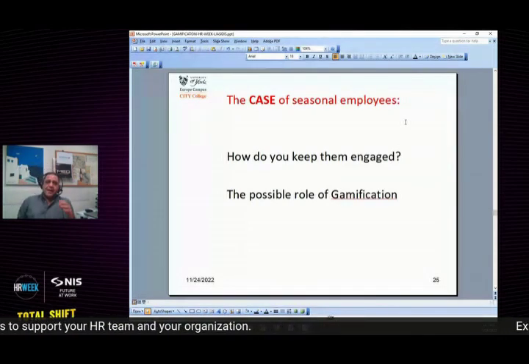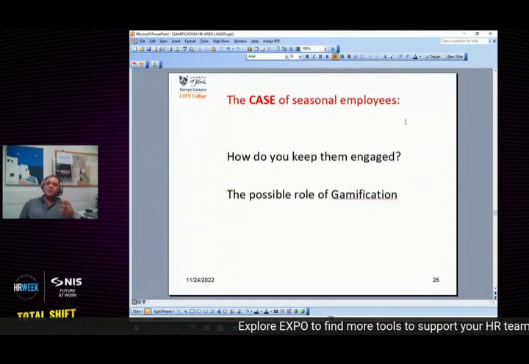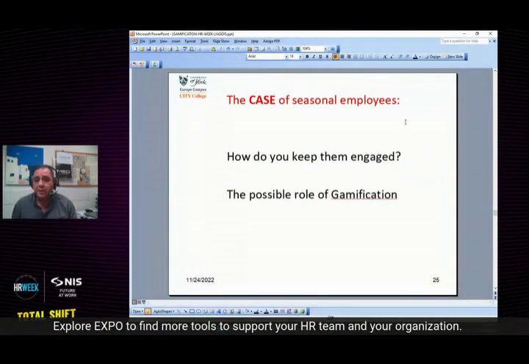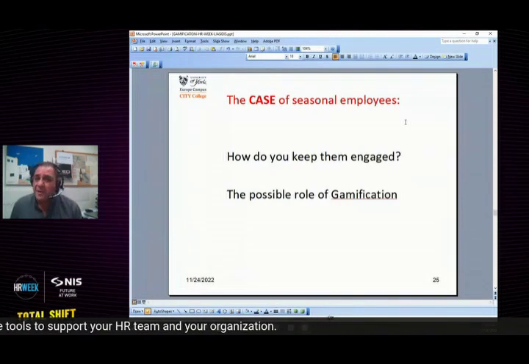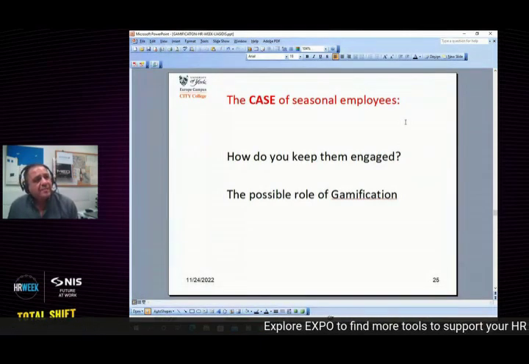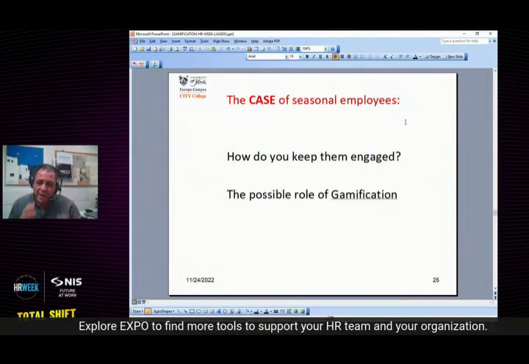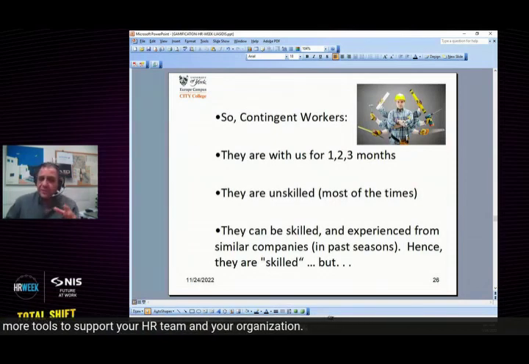So I said gamification is good for any kind of employee. But what about seasonal contingency workers? What maybe one could call part-time workers, because they're not always with us. We tend not to have them as loyal as we would like them to be, not as empowered, not as, let's say, productive. So we had to do something. So we did that for contingency workers.